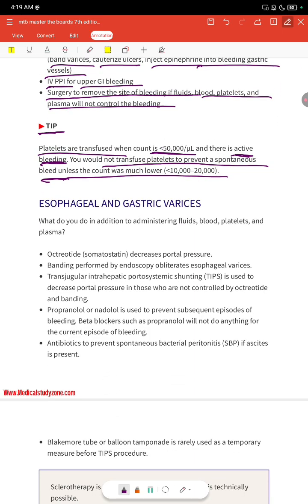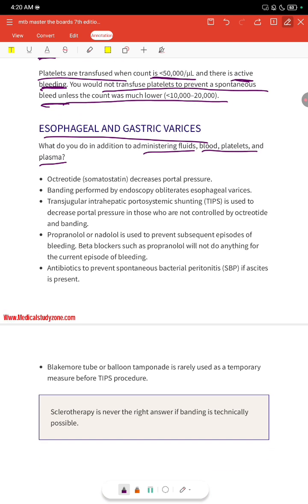Esophageal and gastric varices. What do you do in addition to administering fluids, blood, platelets, and plasma? So, octreotide is, you can say, a synthetic somatostatin. It decreases portal pressure.